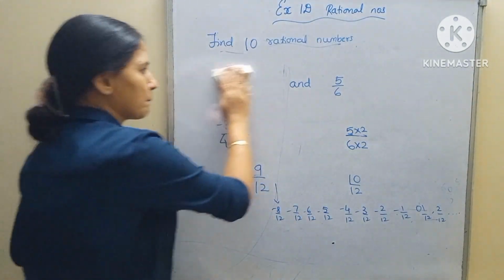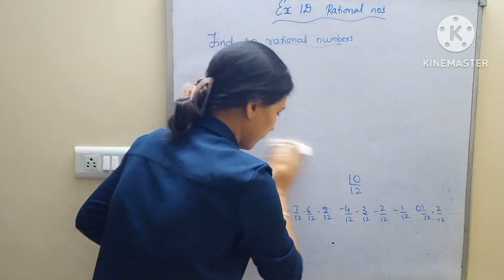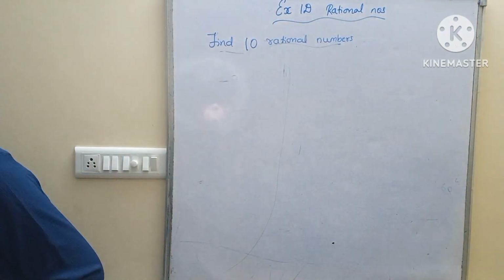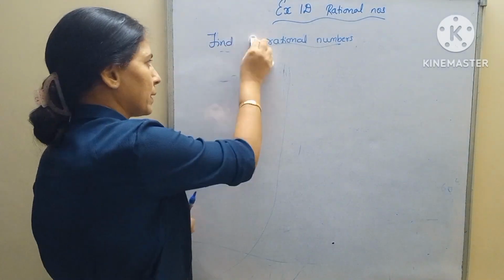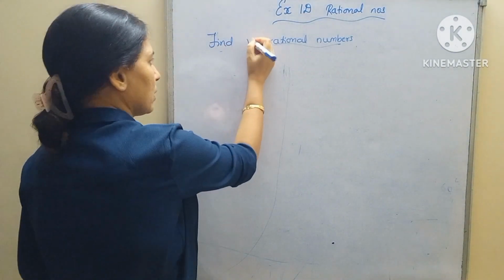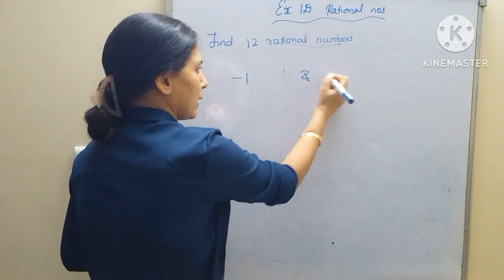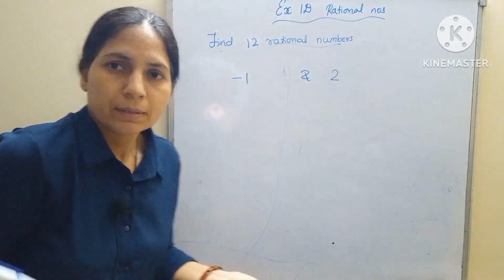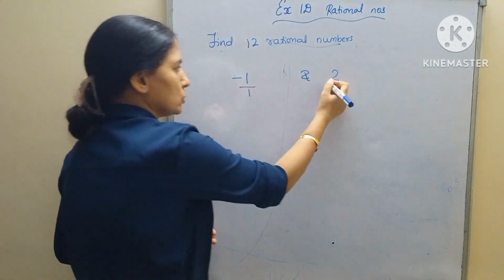Next is: find 12 rational numbers between minus 1 and 2. How many did they say? 12. Between minus 1 and 2. Is there any denominator here? Yes. Write 1 below, okay?